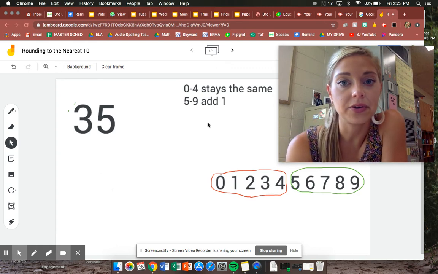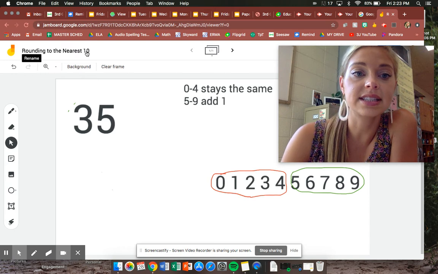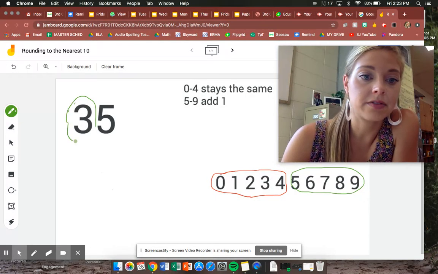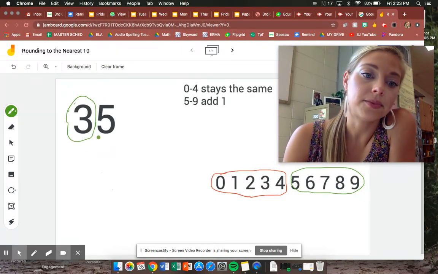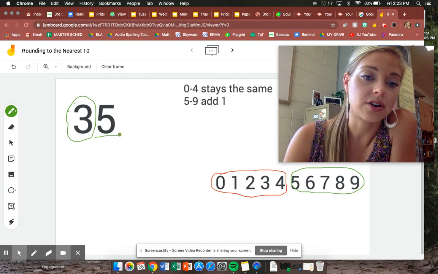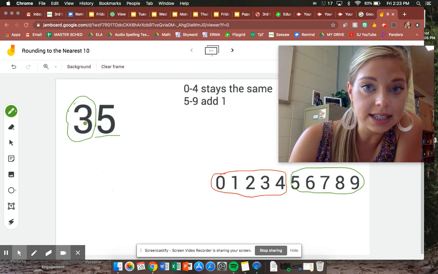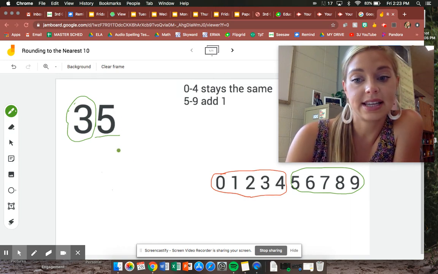Find the place value, circle that digit. So we have to circle the tens place. Okay, so we're circling the tens because that's what we are rounding to. We're rounding to the nearest 10. Circle that digit, move to the right, and underline it. If this is 0 through 4, then the circle stays the same. If it is 5 through 9, adding 1 is the game.